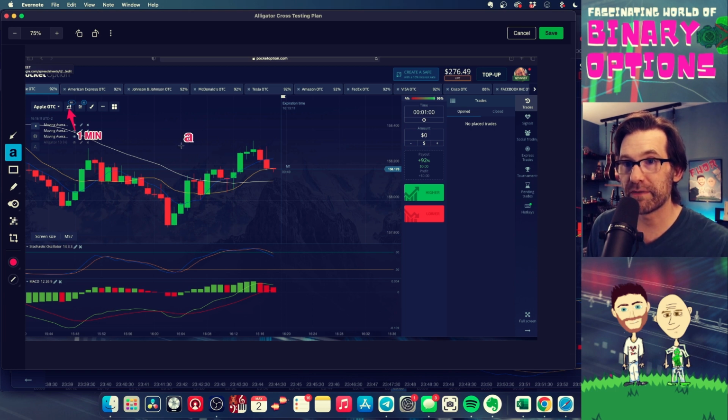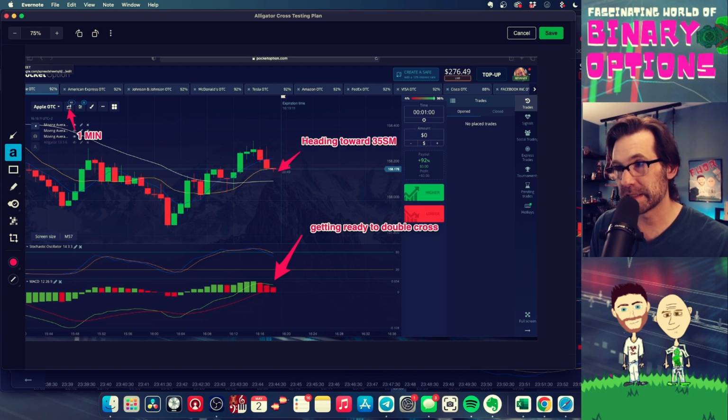And then you have the moving averages. That's what you have here. 3 moving averages and the white line. So what I saw happening here is I saw that the MACD was getting ready to double cross. Okay, and I saw that it was heading down towards the white line, and that's actually what we think is a good position, if it's heading toward the 35 SMA white line. That's the 35 slow moving average.